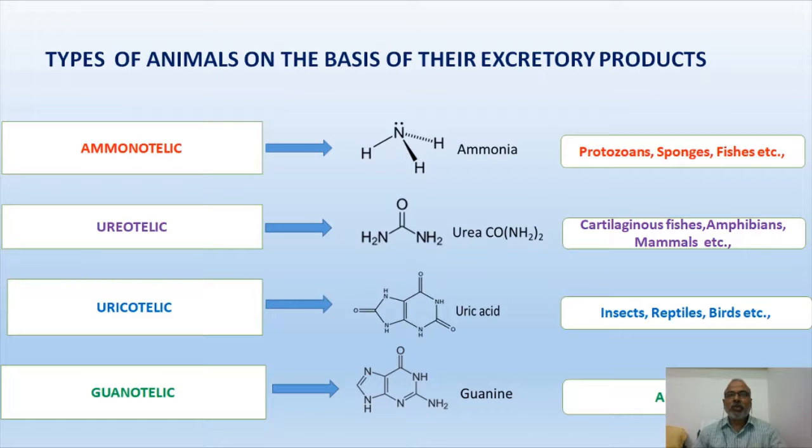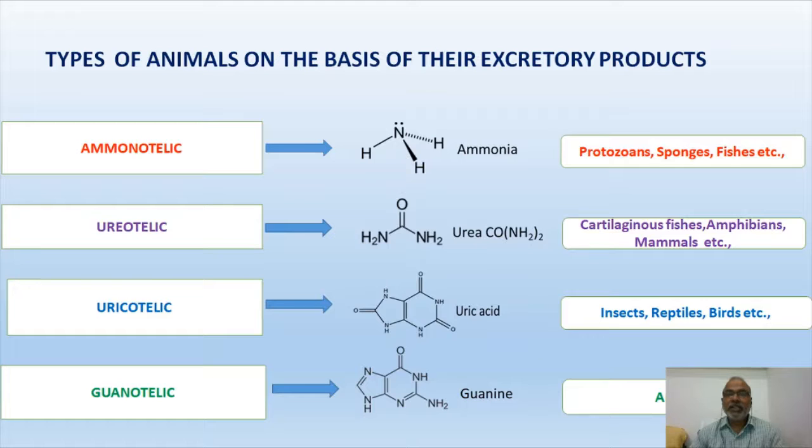Ureotelic organisms are those organisms which convert ammonia into less toxic urea, and urea is eliminated as their excretory product. What is the advantage? The main advantage is that urea can dissolve in less amount of water. Less amount of water is needed for the elimination of excretory material. Of course, for the synthesis of urea, some energy has to be consumed, but water is a very important thing. That is why water can be conserved by converting ammonia into urea.